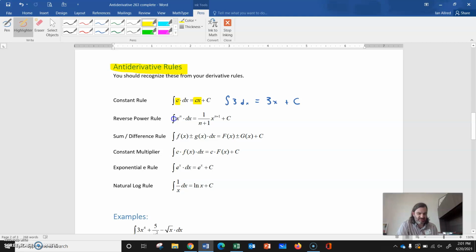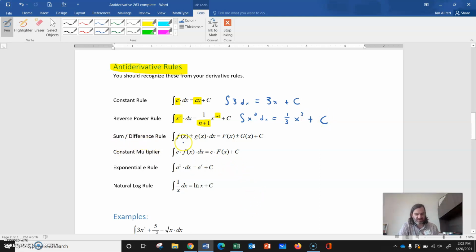Okay, the next one, reverse power rule. If you started with x raised to a power, x to the n, we're going to go backwards. So what we're going to do is the opposite of what we did when we took the derivative. When we took the derivative, we multiplied by the power and then decreased the power. Well, in this case, we're going to increase the power and then divide by it. So a quick scenario would be x squared. If we wanted to integrate that, take the antiderivative, it would go up to x cubed, and we would divide by the 3. Don't forget the plus c.